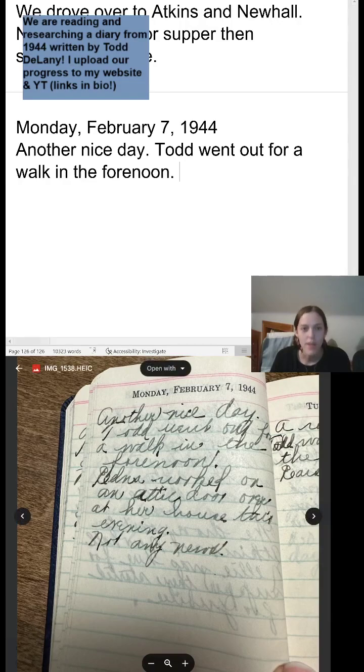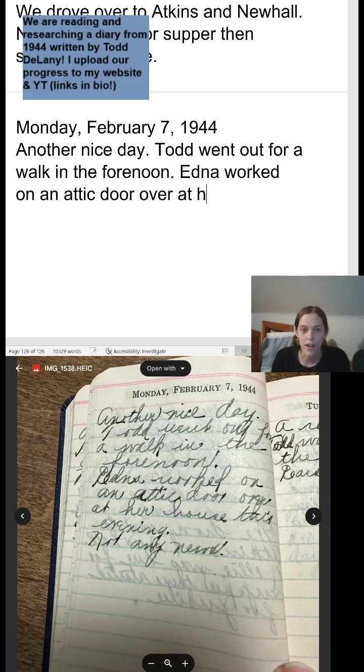Okay. So Todd went out for a walk in the forenoon. Edna worked on an attic door over at her house this evening. Not any news.